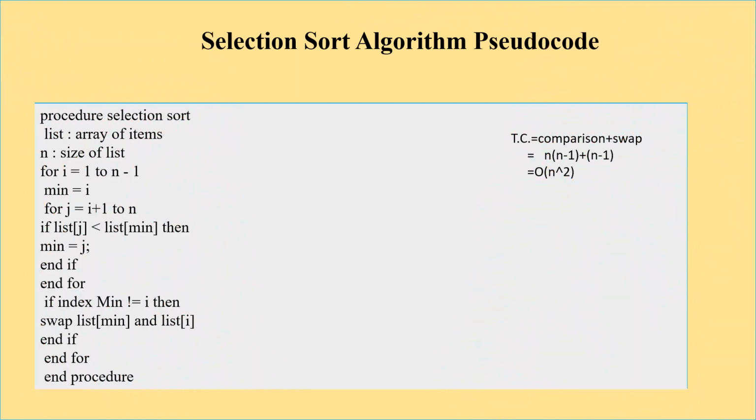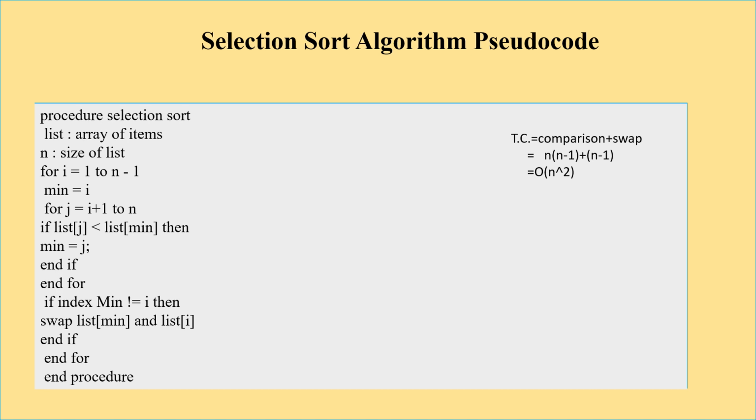Algorithm. The first thing: we are doing selection sort, so we need to take some array. We can see the array of items in the list, and because we are doing sorting, there should be some fixed size. So we are supposing the list size is n. We are sorting based on selection, right? So this is the algorithm. Based on it, I'm going to discuss the time complexity.